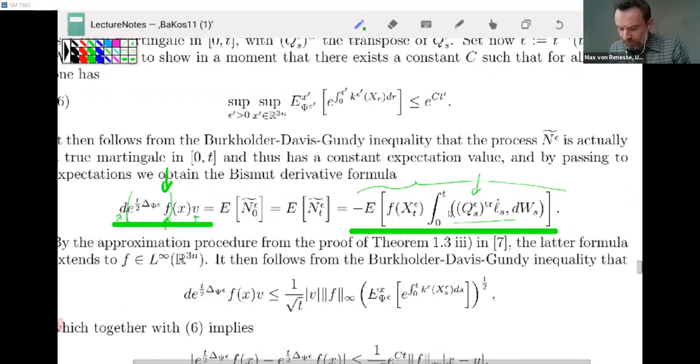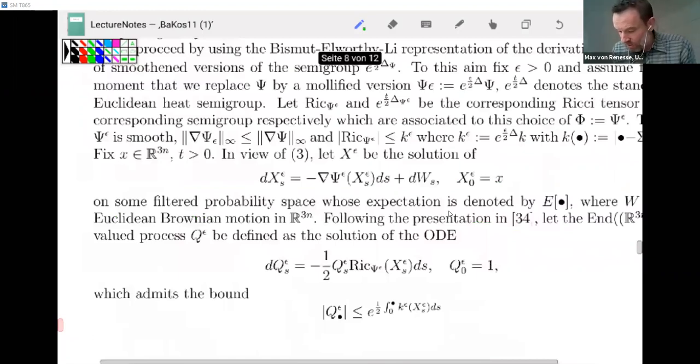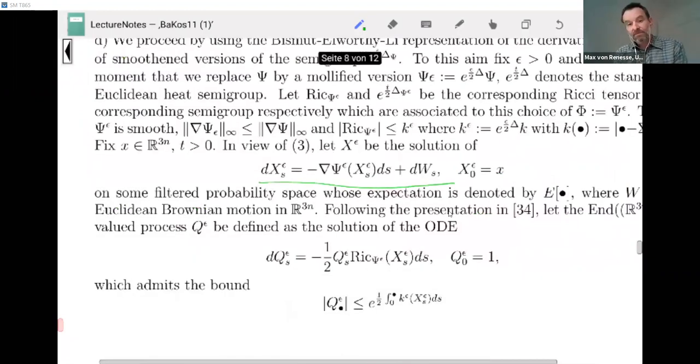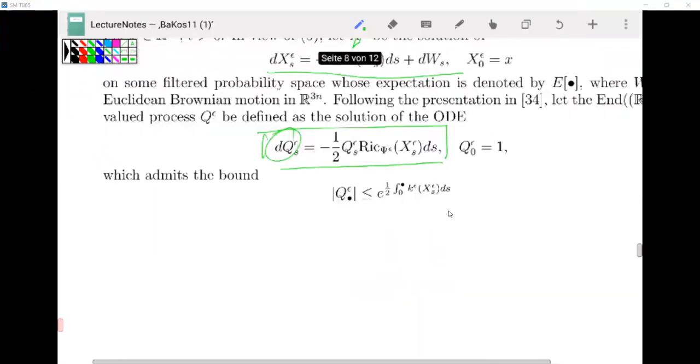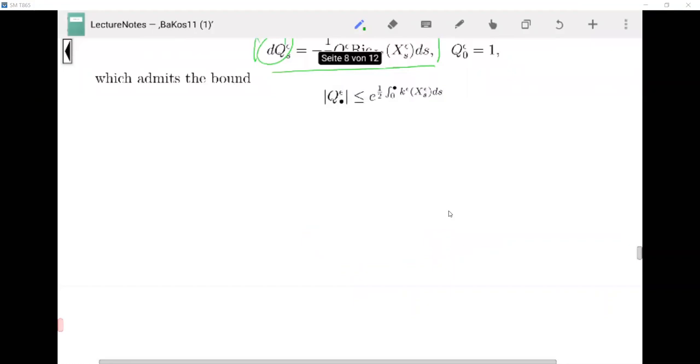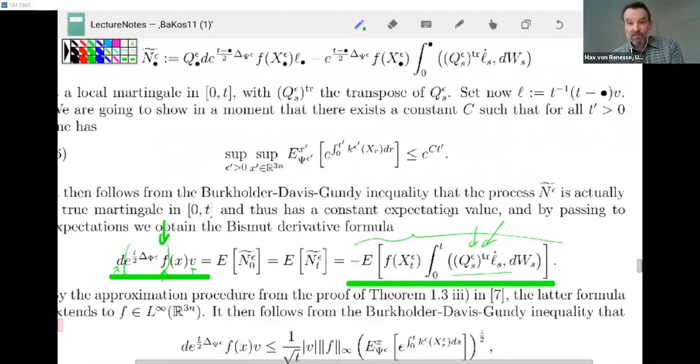And if you're dealing with a drift diffusion equation, you basically get the same formula, but you have to include a correction term, which is a matrix valued differential equation, which compensates for the additional effect coming from the potential. So you have an additional multiplicative functional, in a way, which exactly compensates the additional term.